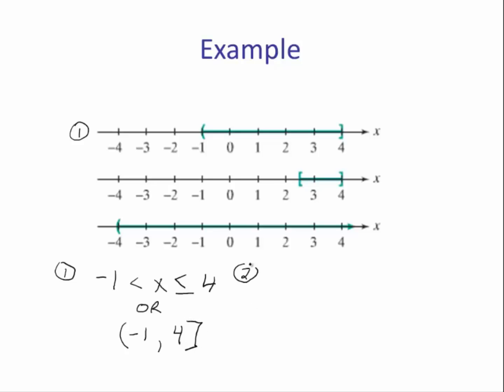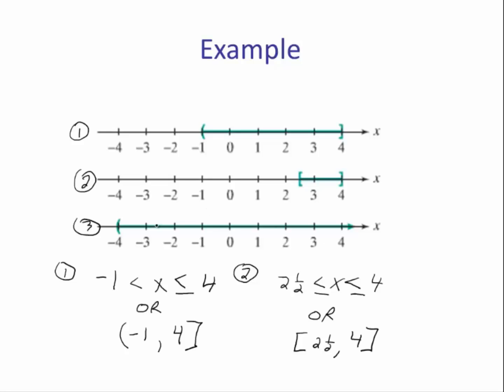Now number 2, this time we want numbers in between 2.5 to 4. It can equal 2.5, it can equal 4. So we say 2.5, 4. All numbers in between, so x is in between. And then we put equal to signs for both inequality symbols. Interval notation, we put bracket, 2.5, comma, 4, bracket. So that's for number 2.